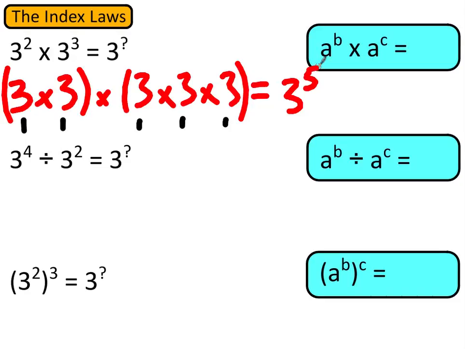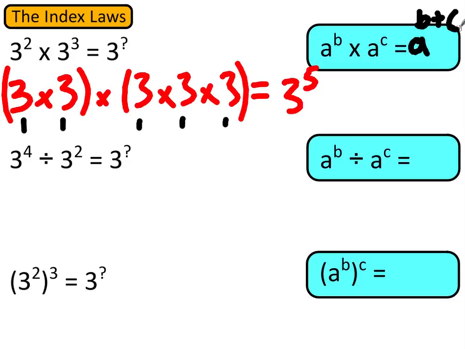And if you look at the original question, you can see a pattern there. What's happening is the 2 indices are adding together to make that 5. 2 plus 3 is 5. Now we can generalize this. If we had something like a to the power of something times a to the power of something else, i.e. a to the power of b times a to the power of c, that would be a to the power of b plus c.